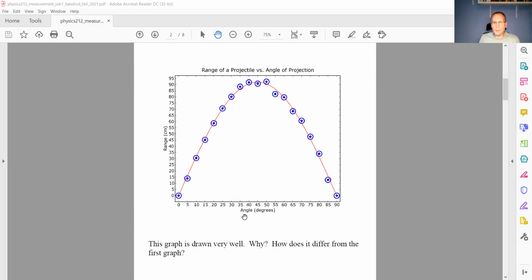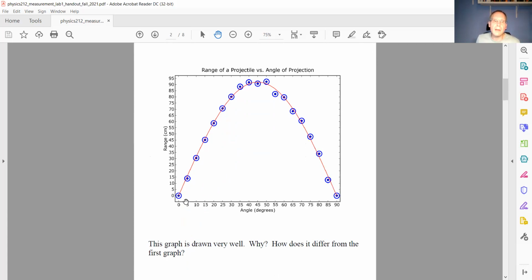It has labels with units. So in this case, it would be angle in degrees is the X variable, right? Or the independent variable. And then the dependent variable on the Y-axis is range, and the units are centimeters. So then for the title, you could just say range versus angle. And I put range of a projectile versus angle of projection.